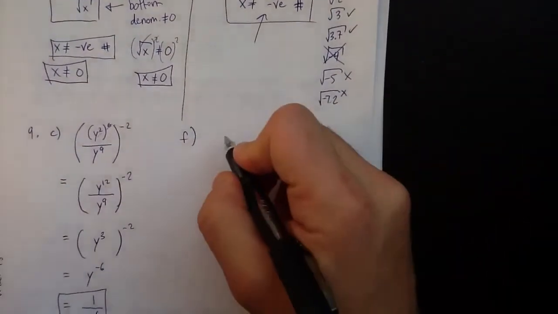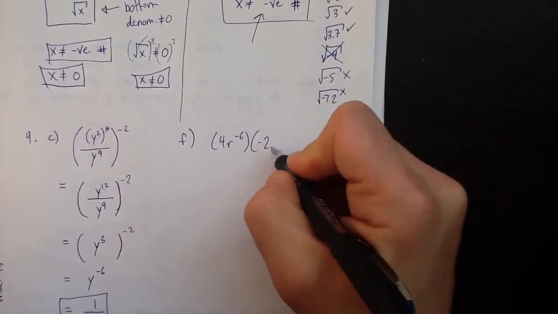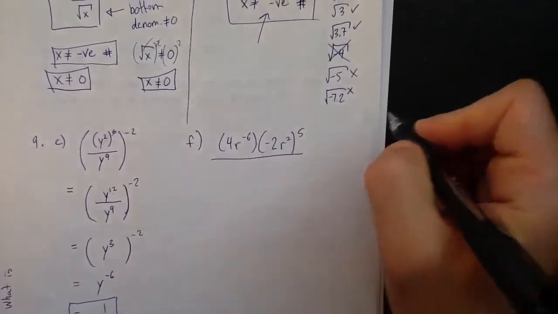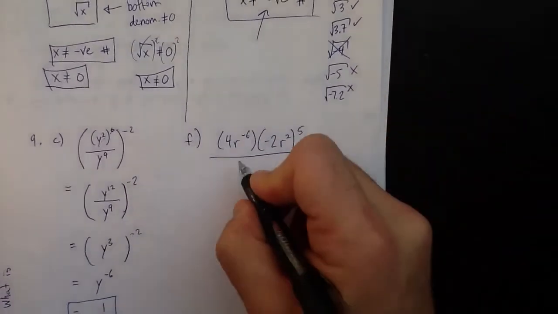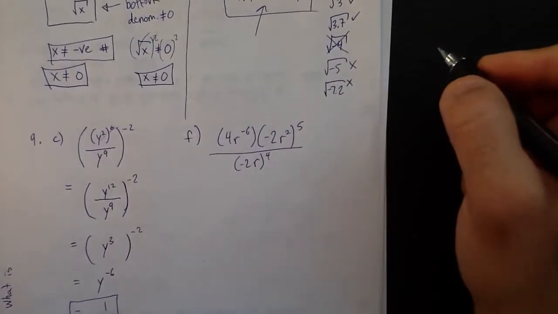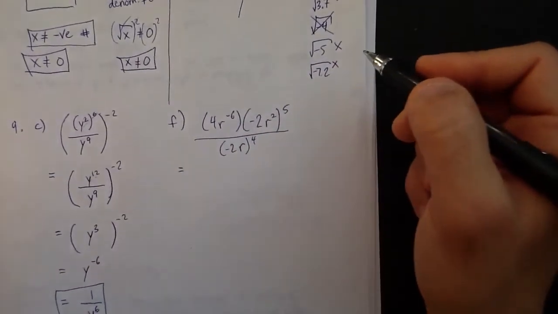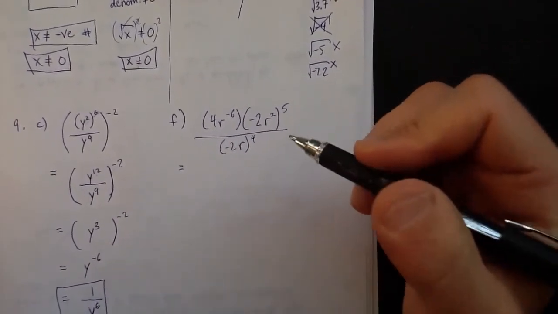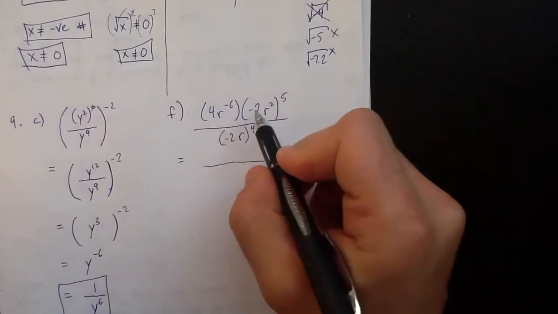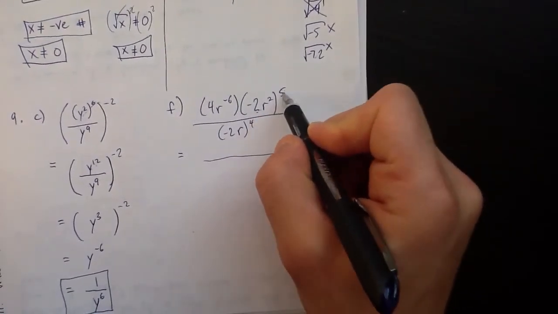And 9f has 4r to the -6 times -2r squared to the positive 5, all over -2r to the power of 4. Now again, a lot of people just start doing things, okay? So don't just start doing things, start looking at what you have to take care of first. The way I see it, I can't multiply this by this yet because I have this attached to another exponent, so I have to do the power of a power first.